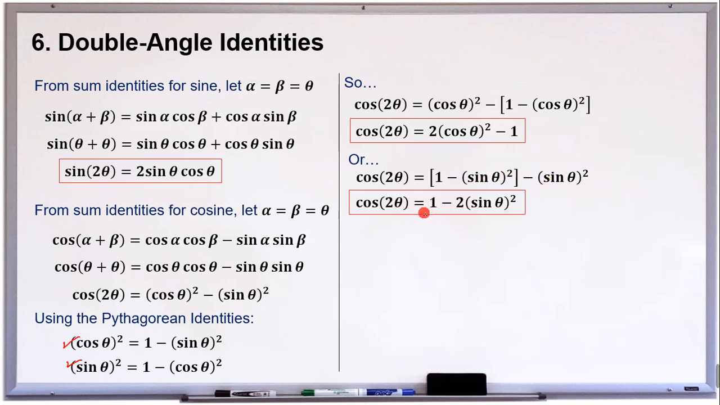So combining like terms, we will have 1 minus 2 sine theta squared. So this is the other form of the double angle identity for the cosine function.